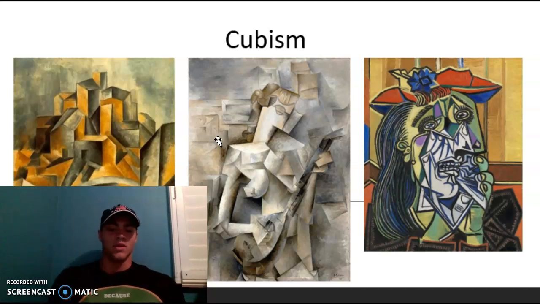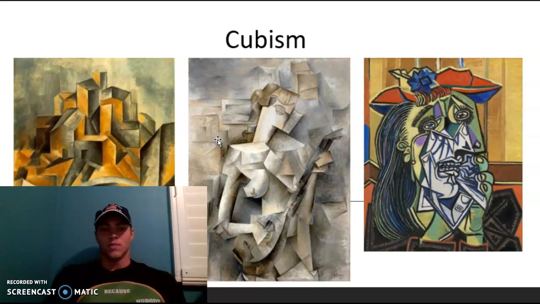And in that time, there was a lot of industrialization going on, a lot of machines being used, a lot of factories. So the art just reflected that. As you can see with the painting on the left by Pablo Picasso, it looks like a piece of machinery. It's like a lot of metal.